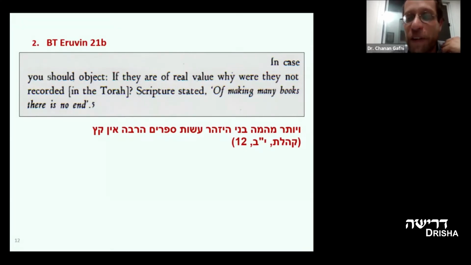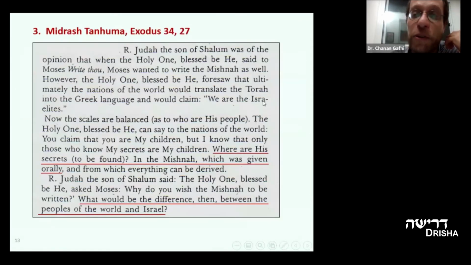Finally, this is a very famous text that we're going to conclude our first part with. There's one tradition in rabbinic literature where they do perhaps give us a sense of why it is so. Why was the oral law not committed to writing? And here it goes as follows. Sarah, you want to read?